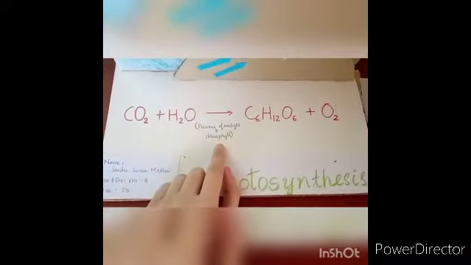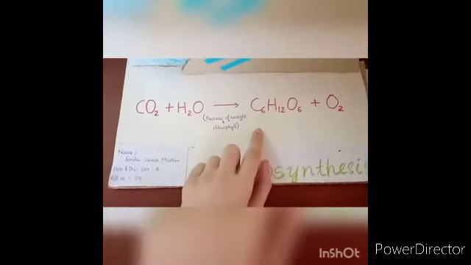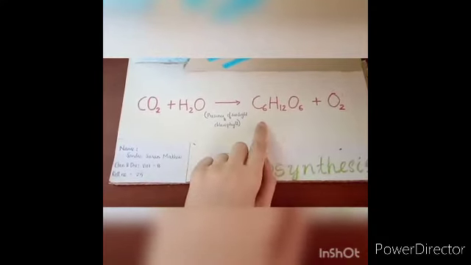This process can be written in the form of an equation. That is, carbon dioxide plus water in the presence of sunlight and chlorophyll gives out glucose and oxygen. Or CO2 plus H2O in the presence of sunlight and chlorophyll gives out C6H12O6 plus O2.